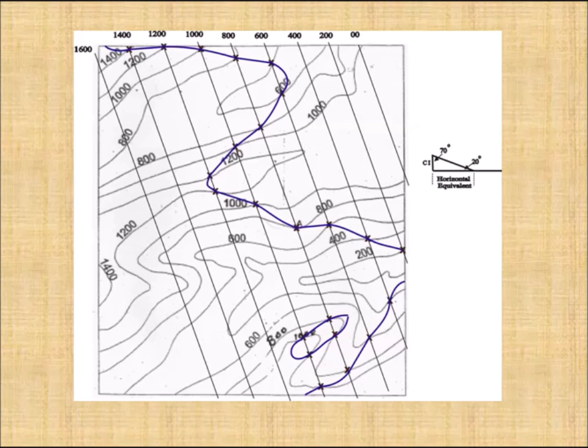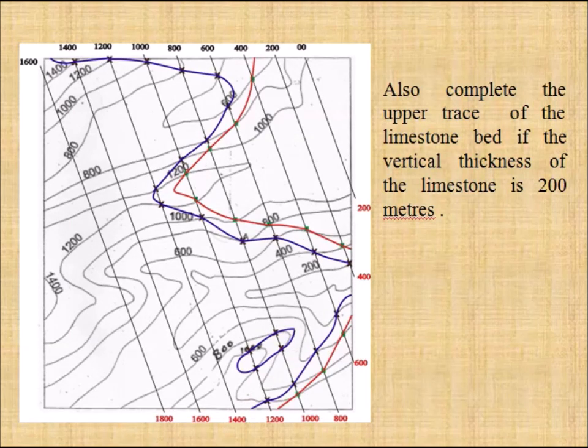Now in this we again have another problem, that is we also have to complete the upper trace of the limestone bed if the vertical thickness of this limestone bed is 200 meters. Now the vertical thickness is 200 meters, so imagine or just take a bedding plane which is inclined and it has got a vertical thickness of 200 meters.